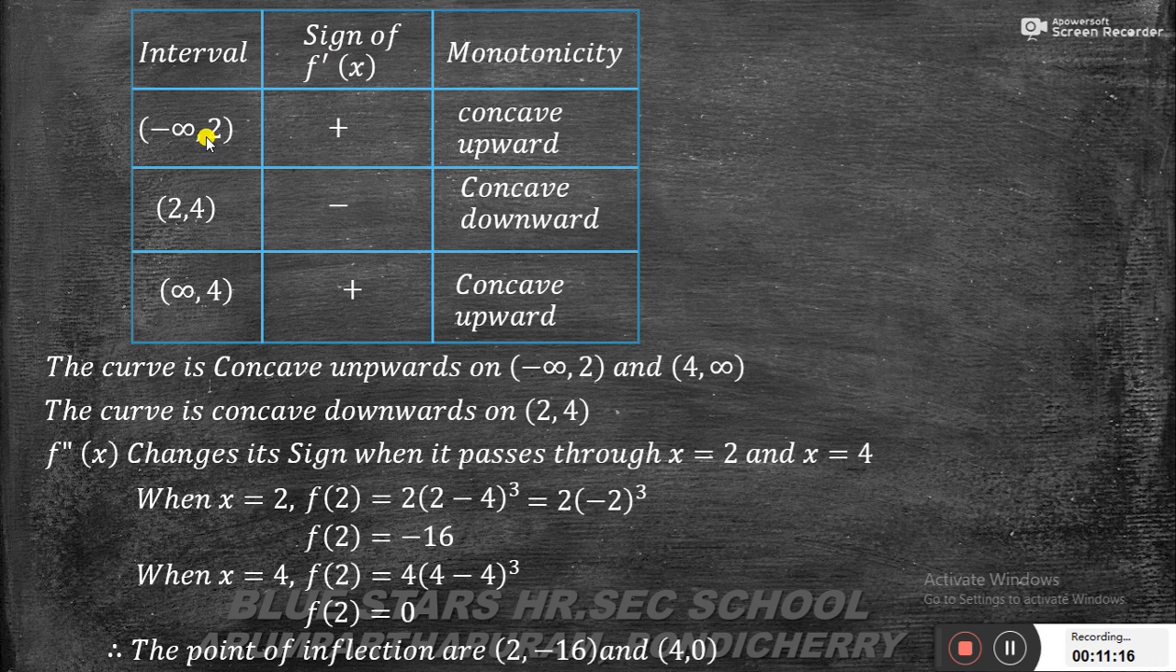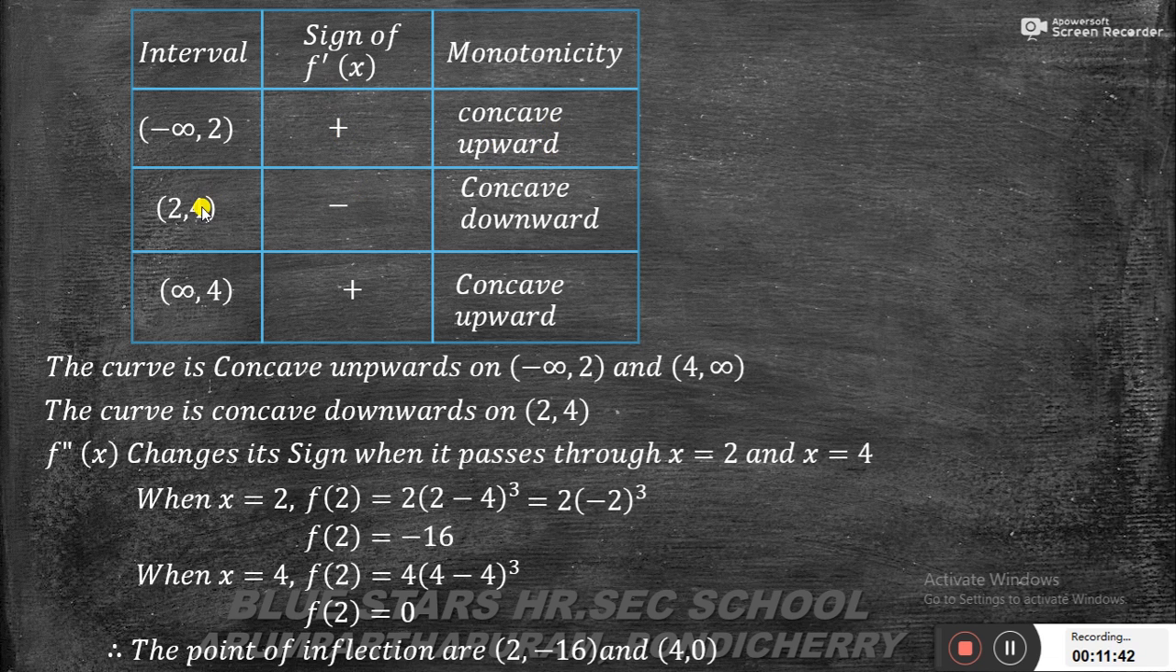So now I substitute any number from the interval minus infinity comma 2. Before the 2 I take x equal to 1. So I take x equal to 1 and substitute in f double dash of x. It comes to a plus sign in the answer. So plus means concave upward.